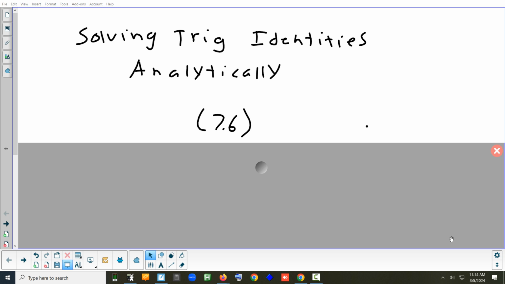Okay, so last section we're going to look at in Chapter 7 is 7.6. As I said, we'll spend 2 days on it. We've done this type of stuff before in 7.3. In 7.3, we did more of a graphic kind of solve method. This is going to involve more algebra.